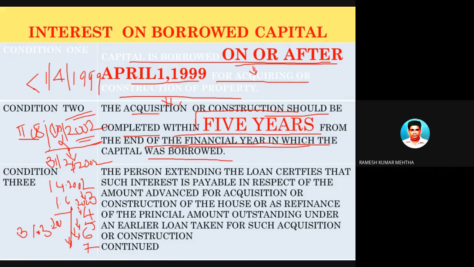Number three, the person extending the loan certifies that such interest is payable in respect of the amount advanced for acquisition or construction of the house property. So the person who is extending the loan gives a certificate that this interest is paid by the assessee or by the owner of the house property for the loan which he has taken for the construction or purchase of the house property.